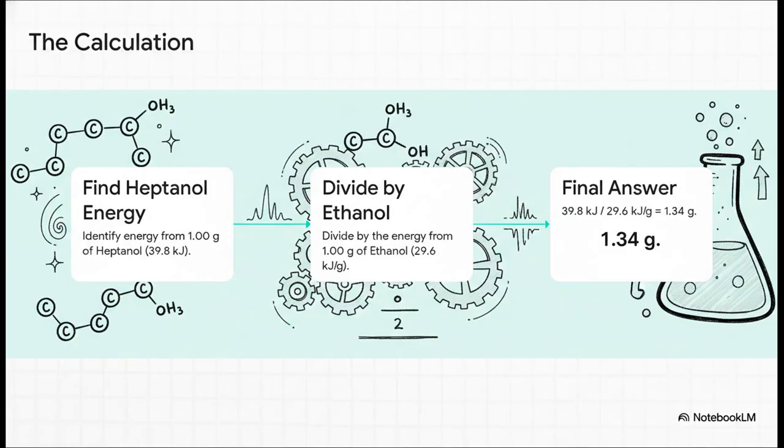So how do we solve this thing? It's actually pretty straightforward. First, you look at the table and grab the energy value for heptanol. That's 39.8 kilojoules. Then you just divide that by the energy value for ethanol, which is 29.6. And there you have it. The answer is 1.34 grams.